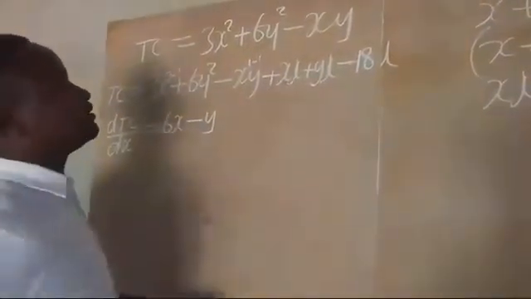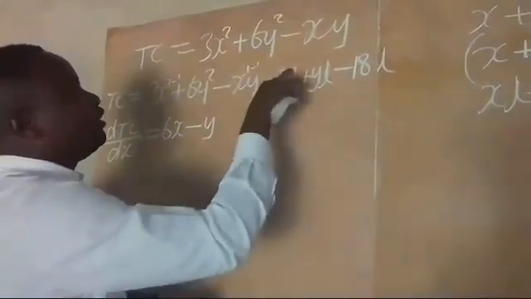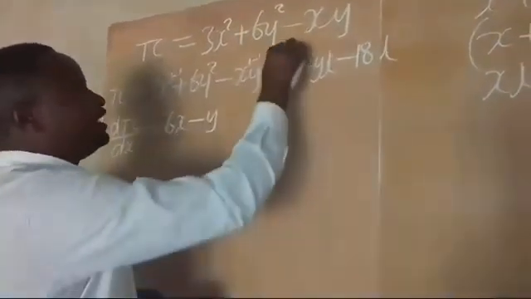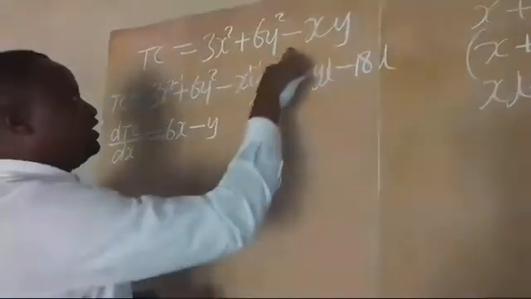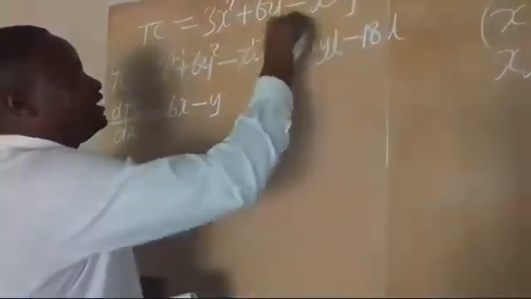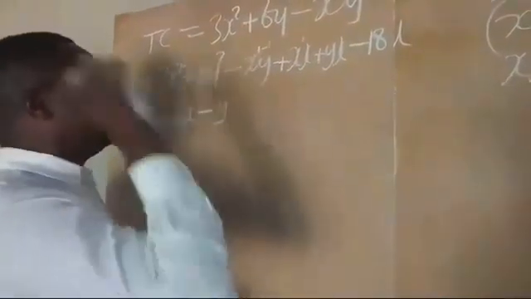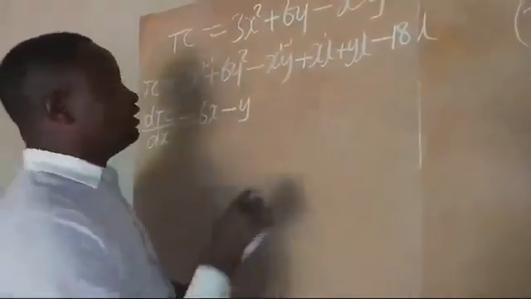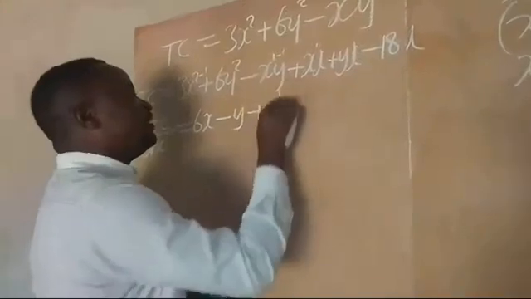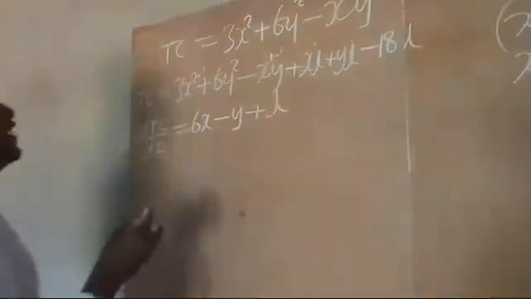Then we come to this one that has got x and lambda. So we are going to differentiate in terms of x. We know that its power is 1 there, x. 1 times x is x, then 1 minus 1 is 0. Any number to the power 0 is 1, it disappears. So we just remain with our lambda there. So we have formulated the first equation.